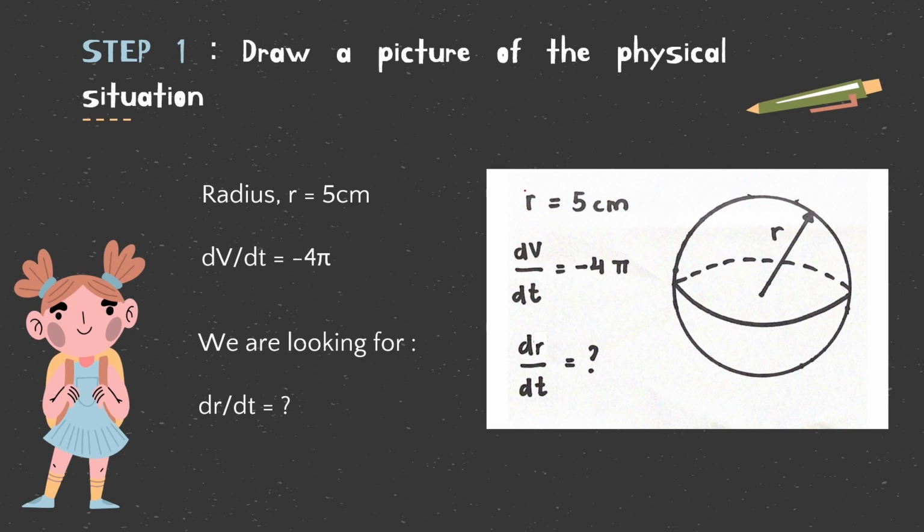Next, we have to collect all the information from the situation. The first information is the radius. Radius r is equal to 5 centimeter. As this situation said, the rate of change is 4 pi centimeter cubed per hour. So, our dV over dt is negative 4 pi. The value is negative because the snowball is melting. Then, what are we looking for? We are looking for dr over dt.